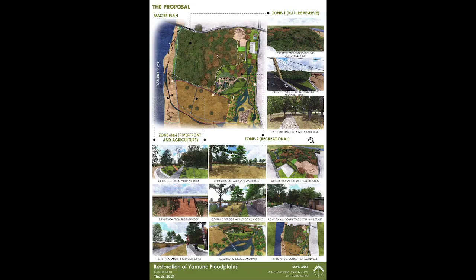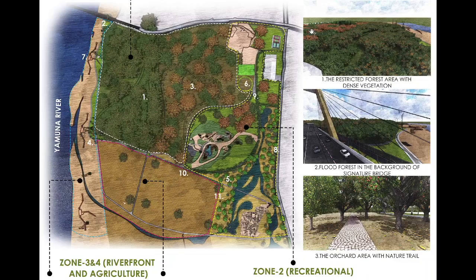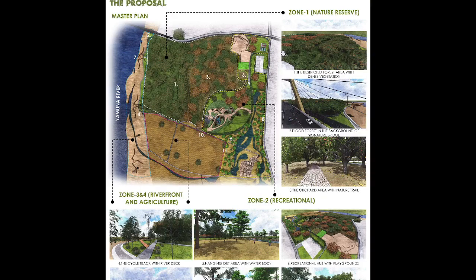And coming on to the design part, this is the master plan. This has been divided into four zones. The first zone is for nature reserve. The second zone is for recreational activities. The third zone is for riverfront development, and then the fourth zone is for agriculture activities.